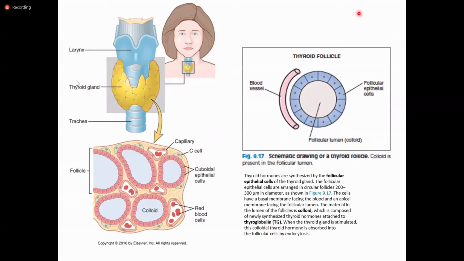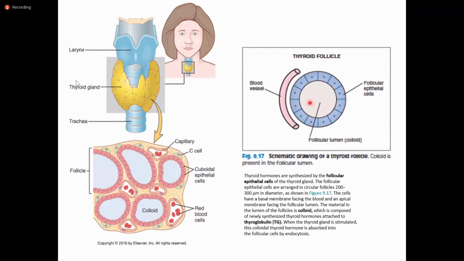Now, if you look at the thyroid follicle, you would see that there are follicular cells. These follicular cells are arranged in a circular form to form a follicle of about 200 to 300 micrometers in size. Inside the lumen of the follicle, there is a colloid material which is stored there. From this colloid material, which is mainly thyroglobulin, a glycoprotein, we are going to synthesize the thyroid hormones, the T3 and T4.